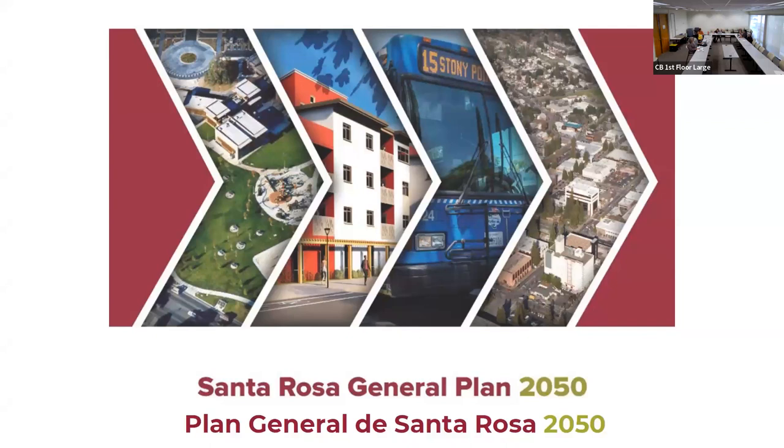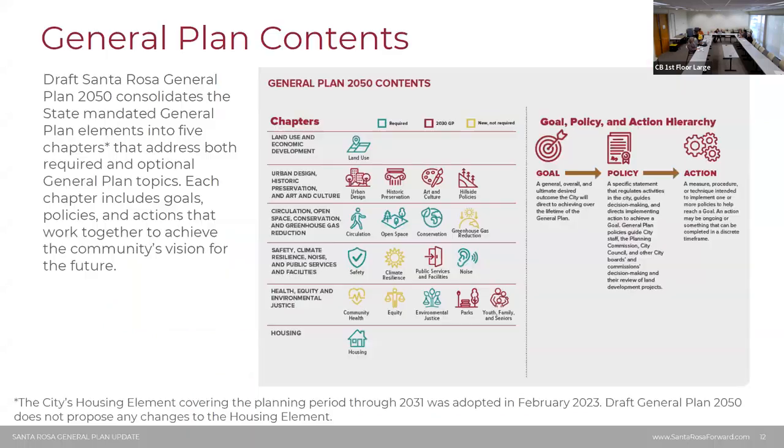This is the Santa Rosa General Plan draft, and the way that it's organized, so you know, is chapters. The state requires us to have eight elements. Actually, it requires nine, but the city of Santa Rosa only has to comply with eight because we are not one of the most polluted cities in the state. Mostly the San Joaquin Valley requires an air quality element. We don't have to comply with that one. That said, these are all the chapters that are included in the General Plan 2050.